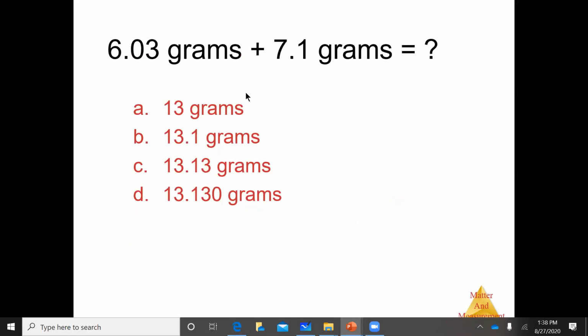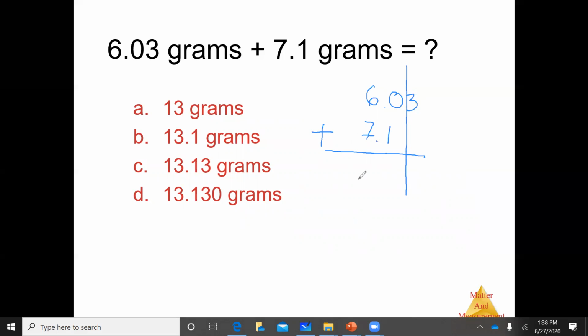So let's look at this one here. I've got 6.03 grams plus 7.1 grams. It may be helpful for you to write this out old school, like 3rd grade style. So you take the 6.03 and you stack it over the 7.1 and you line up your decimals. Remember when we used to do that? Because it makes it really clear which one has more decimal places. This has excess decimal places. So I know I'm going to need to truncate my final number off there.